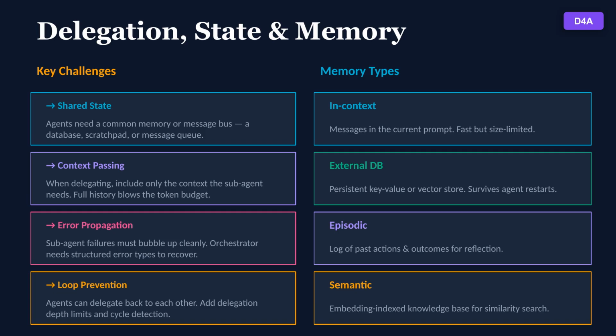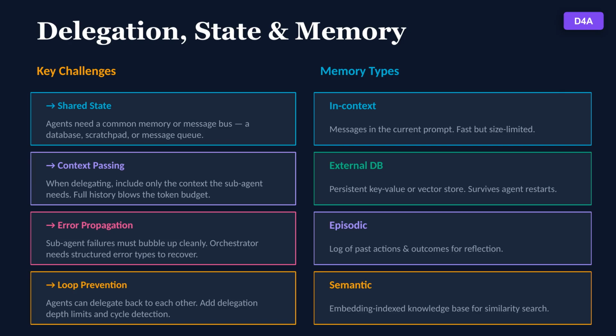Key challenges in multi-agent systems. Shared state. Agents need common memory. A database, scratchpad, or message queue. Context passing. When delegating, include only the context the sub-agent needs. Full history blows the token budget. Error propagation. Sub-agent failures must bubble up cleanly. The orchestrator needs structured error types. Loop prevention. Agents can delegate back to each other. Add depth limits and cycle detection.